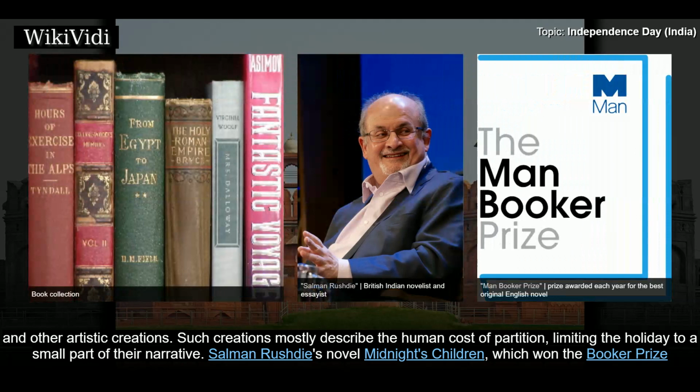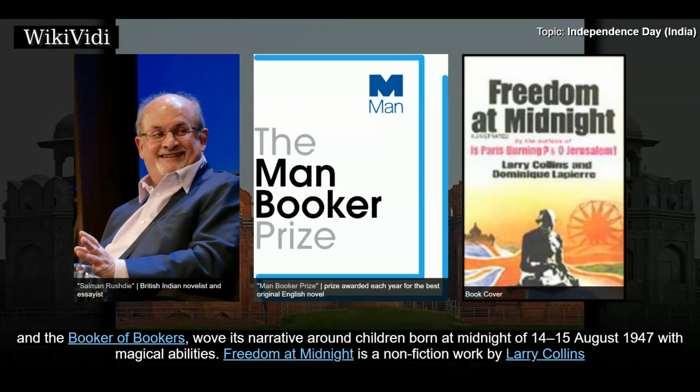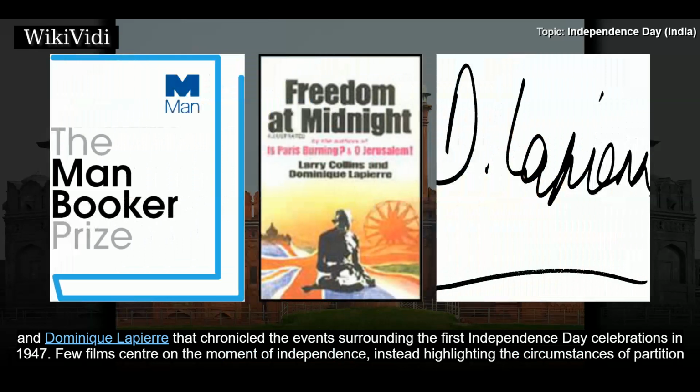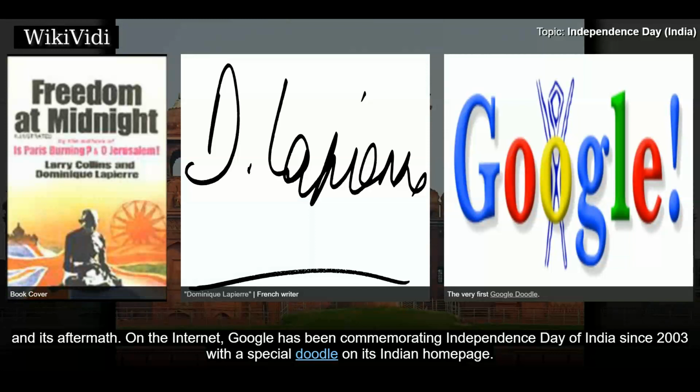Salman Rushdie's novel Midnight's Children, which won the Booker Prize and The Booker of Bookers, wove its narrative around children born at midnight of 15th of August 1947 with magical abilities. Freedom at Midnight is a non-fiction work by Larry Collins and Dominique Lapierre that chronicled the events surrounding the first Independence Day celebrations in 1947. Few films center on the moment of independence, instead highlighting the circumstances of partition and its aftermath. On the Internet, Google has been commemorating Independence Day of India since 2003 with a special doodle on its Indian homepage.